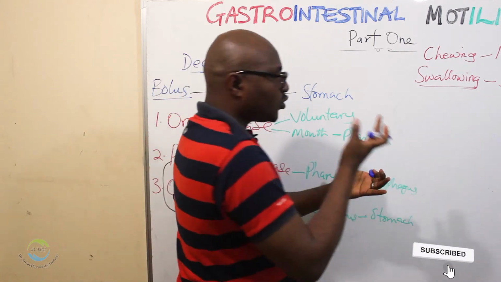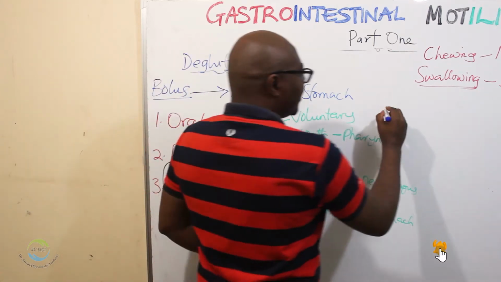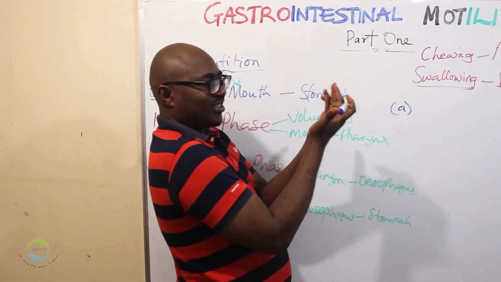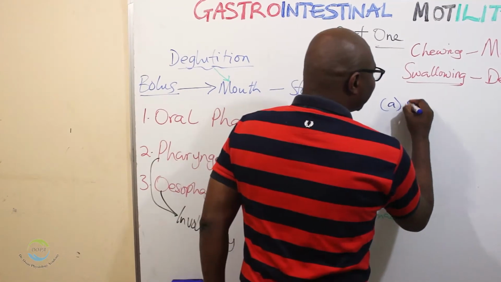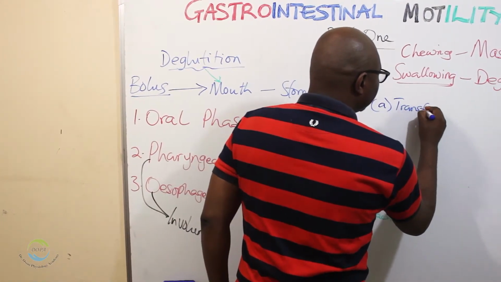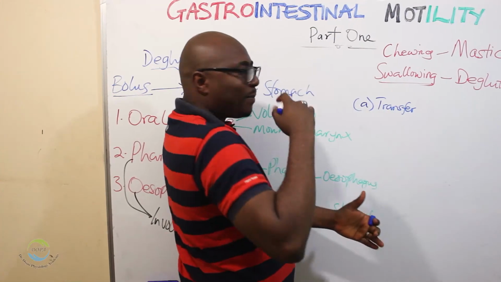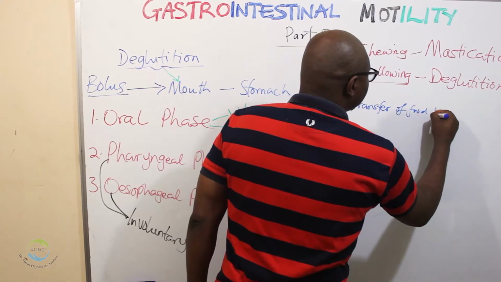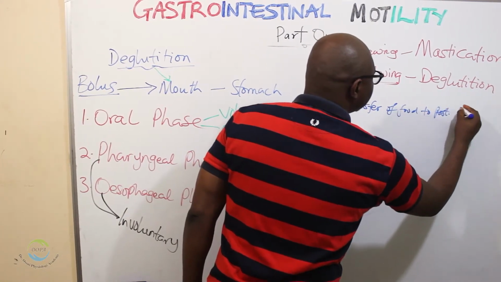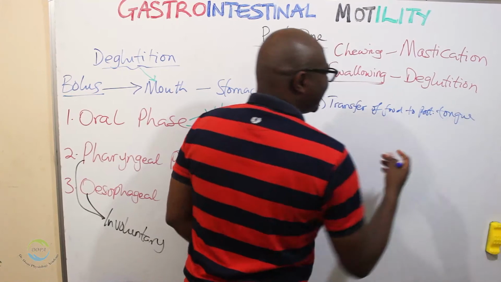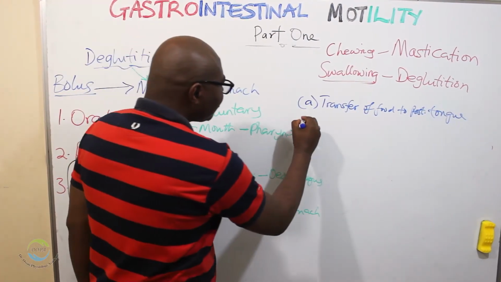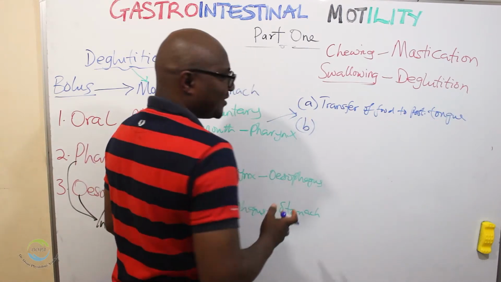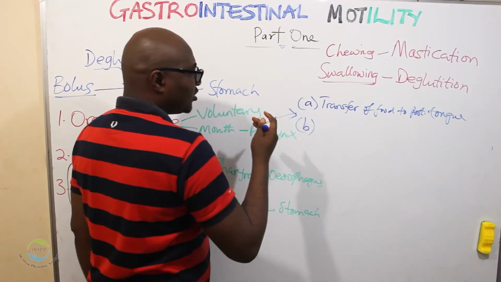So the tongue does what? First of all, one action is that it transfers the food. It forms the bolus to the posterior part of the tongue. Transfer of food to posterior tongue, as in the back of the tongue. And the next thing that happens in the oral phase is elevation of the tongue.